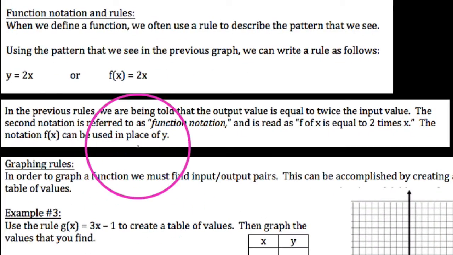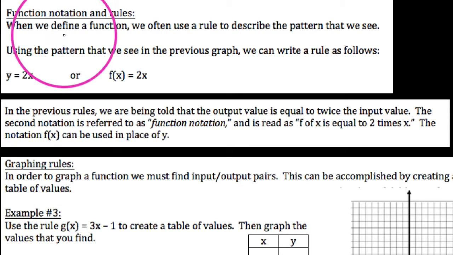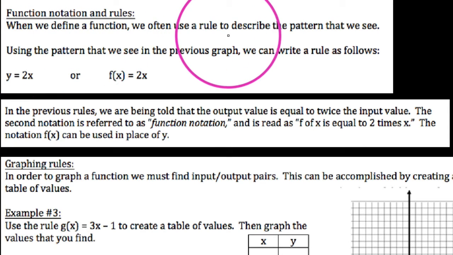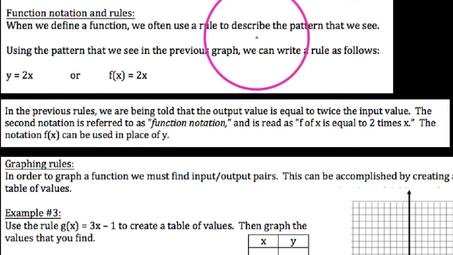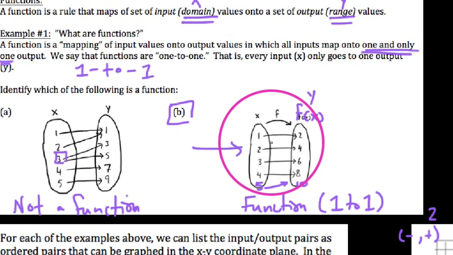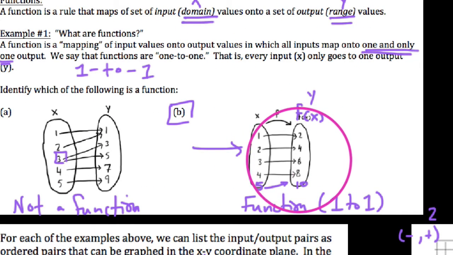So moving on really quickly, I want to express functions as a rule. Basically, when we define a function, we often use a rule to describe the pattern that we're seeing. So for example, in the last one here, we looked at the rule as being, well, to get the output, you have to take 2 times the input.